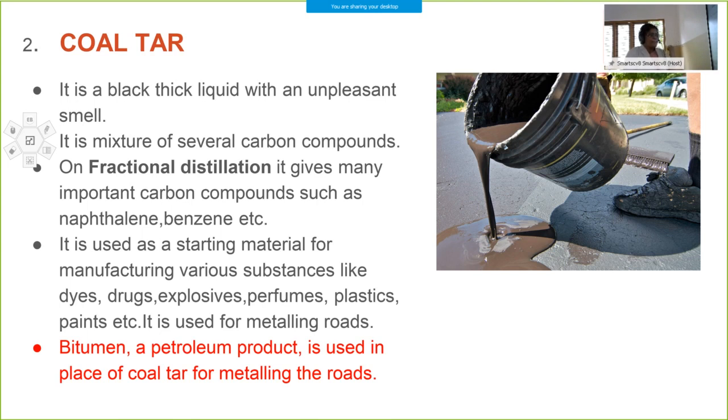Then perfumes, plastics, paints, etc. So you see, the number of things that can be obtained from this coal tar, and it is such a useful substance. All these are obtained by the destructive distillation of coal. Then finally, bitumen, a petroleum product, is used in place of coal tar for metalling the roads. I already told you that. So this is about coal tar.